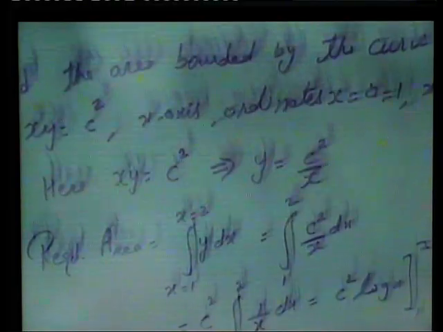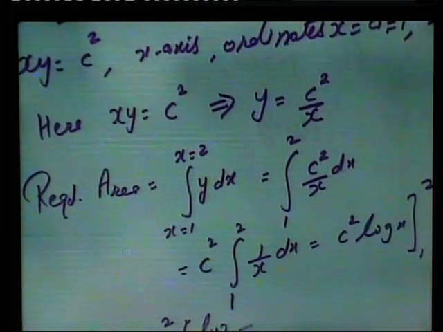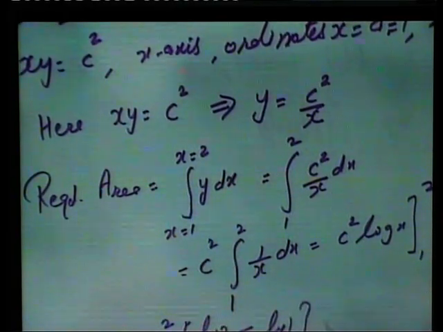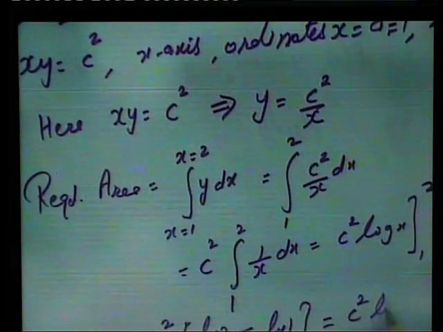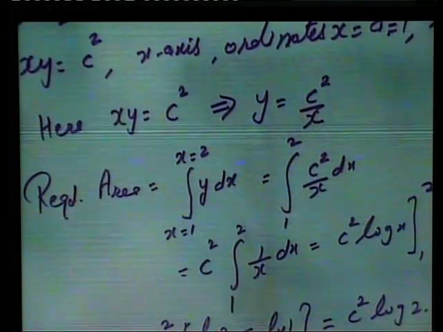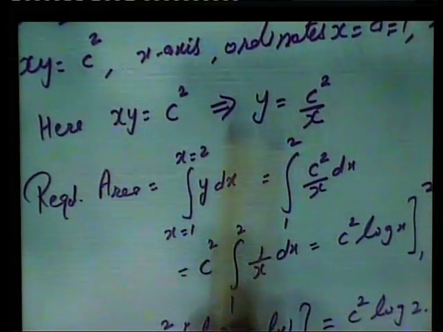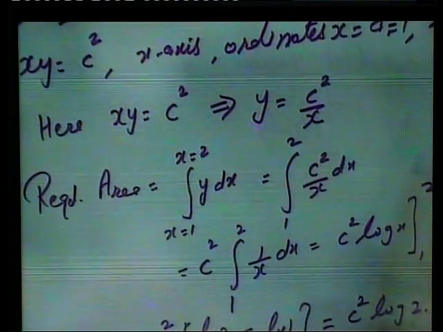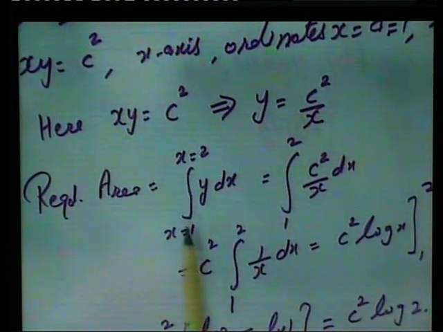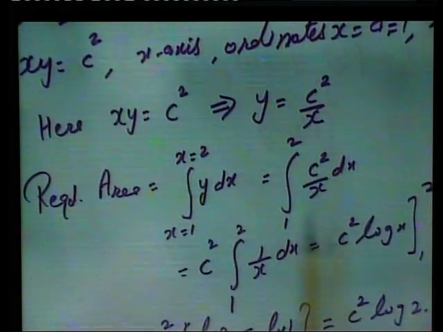It is equal to c square (log 2 minus log 1). Log 1 is 0. It is equal to c square log 2. Area of the curve xy is equal to c square, ordinates x is equal to 1 and x is equal to 2 is integral y dx, y is c square upon x.